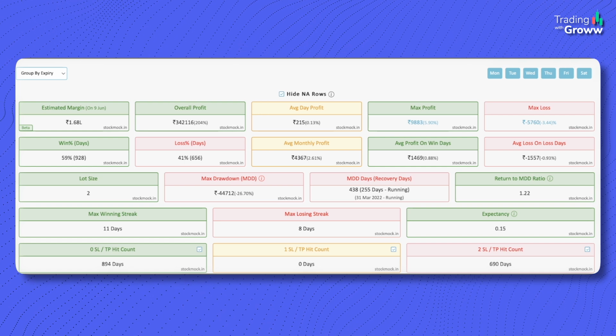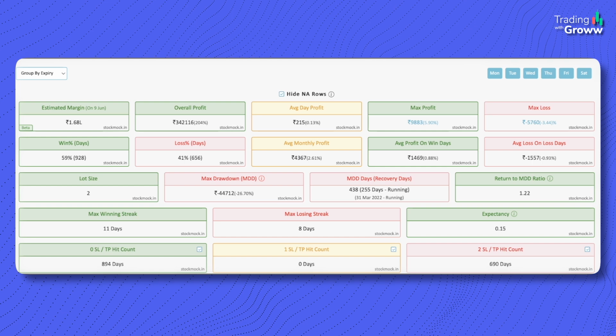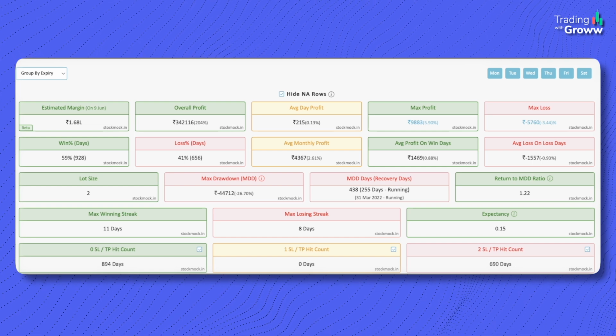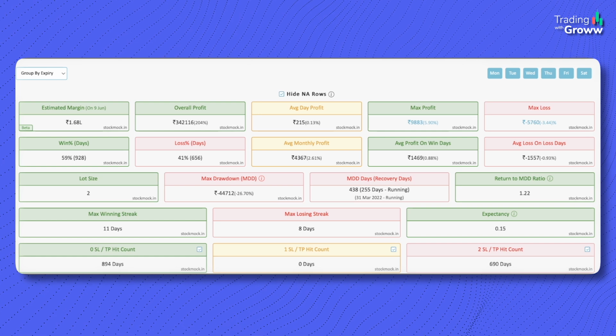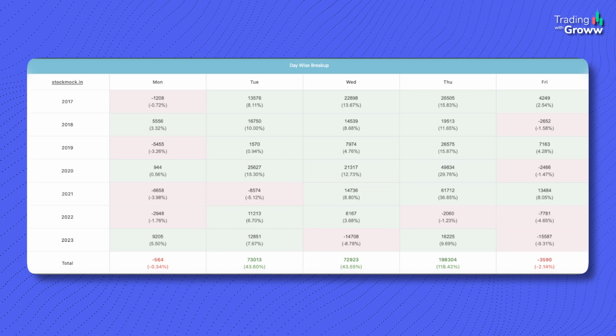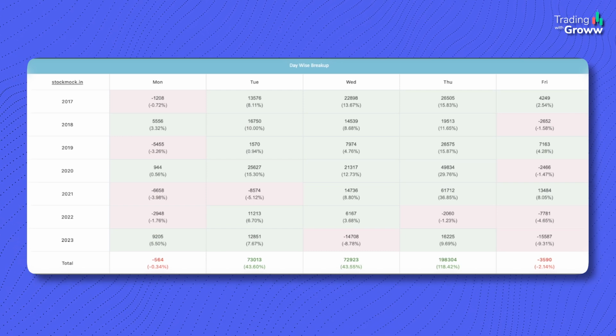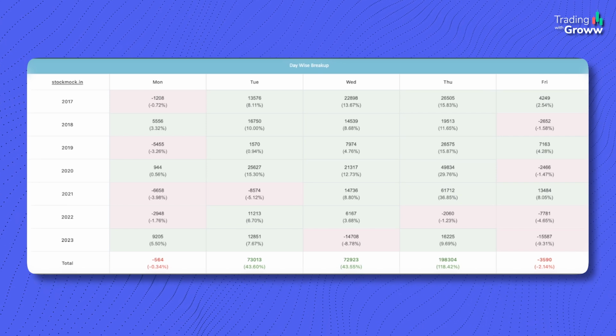So if you trade this specific strategy on all days, it is not reasonably good, because the market is not going to be range bound on all days. So you tend to lose more if you trade on all days. This is the overall stats on a day-wise basis: Monday, Tuesday, Wednesday, Thursday, Friday, and at the bottom you can see the total. On each day you can see what the overall returns are.